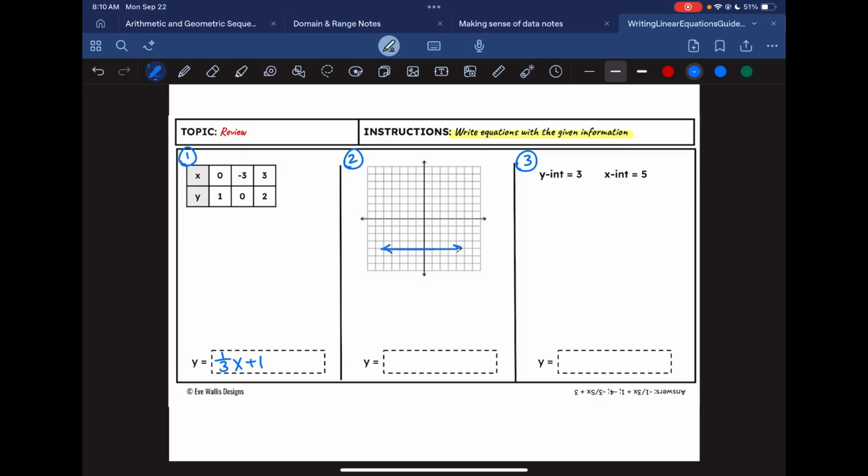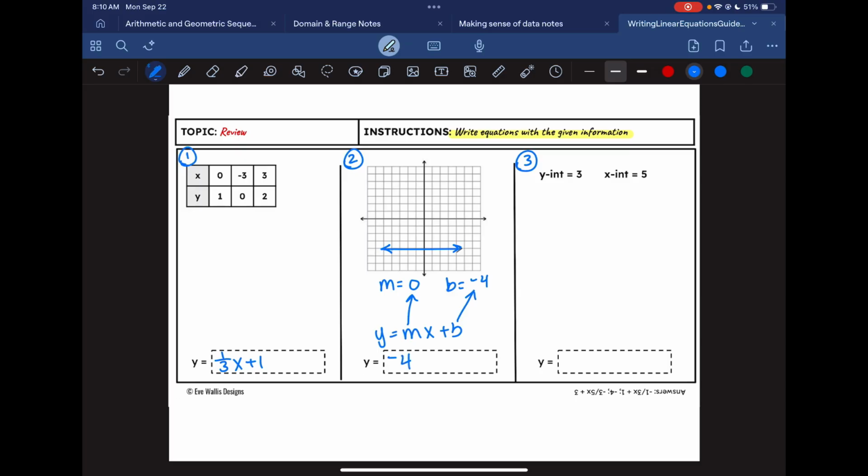So number 2, we're given a graph. This graph is a horizontal line, and we should know that a horizontal line has a slope of 0. And then we have a y-intercept here because this horizontal line does cross the y-axis at -4. So my equation, written in slope-intercept form, would be y equals mx plus b. M is 0, so we're not going to write anything there because that would just be 0x. But our y-intercept is -4. We would write our equation as y equals -4.